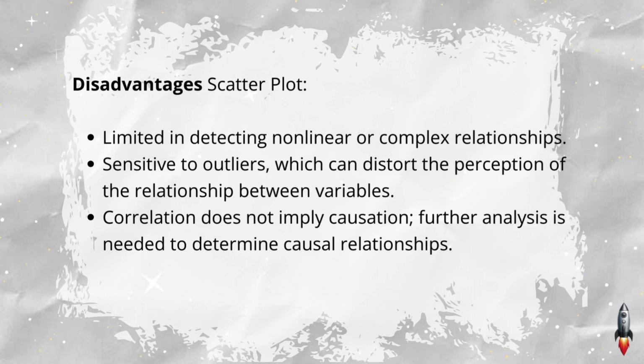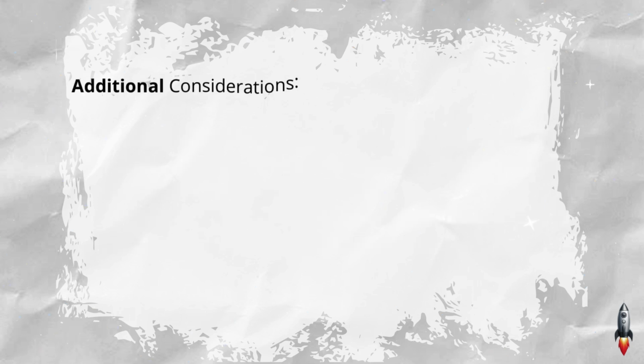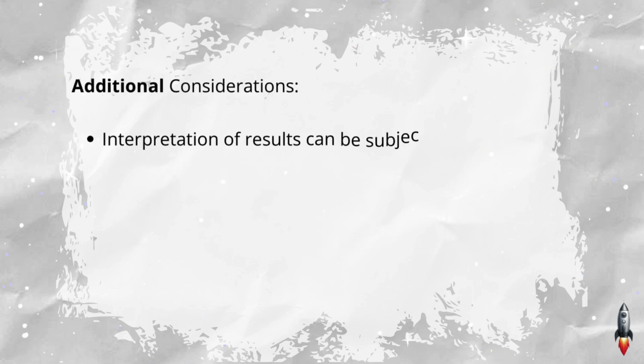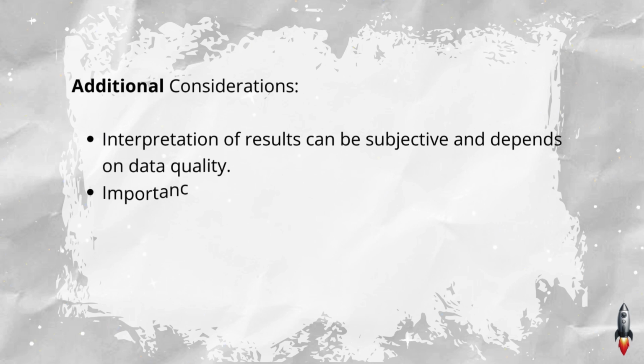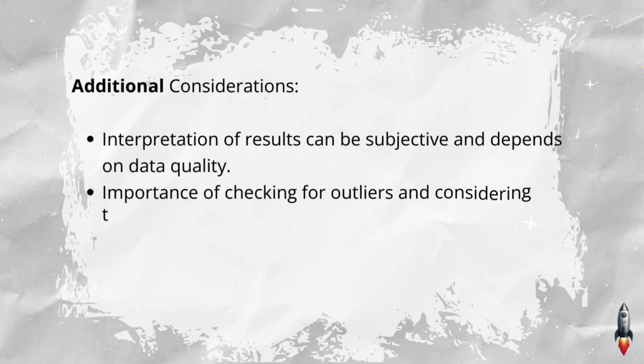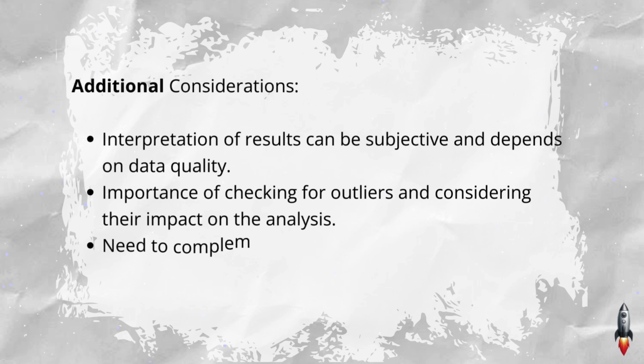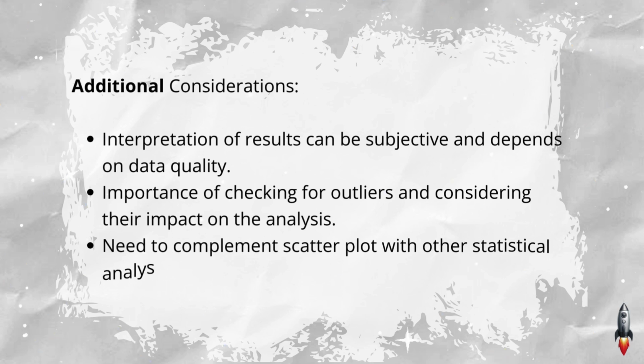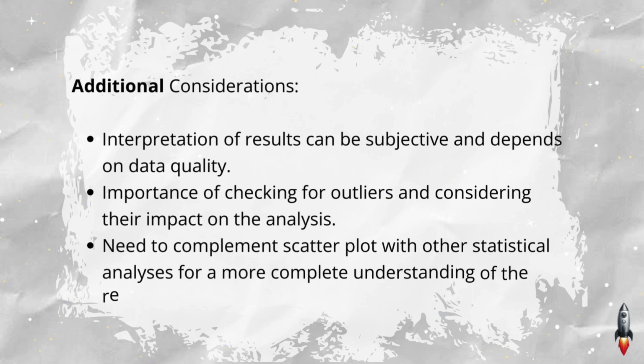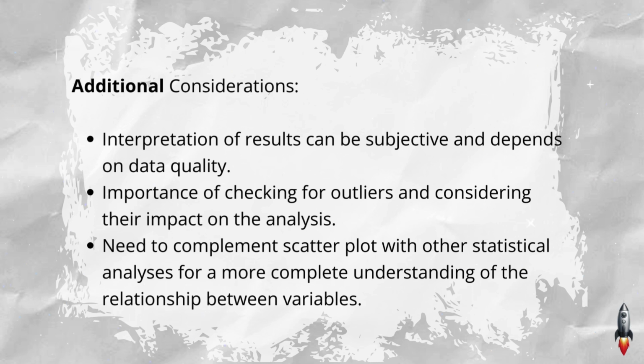Additional considerations. Interpretation of results can be subjective and depends on data quality. Importance of checking for outliers and considering their impact on the analysis. Need to complement scatter plot with other statistical analyses for a more complete understanding of the relationship between variables.